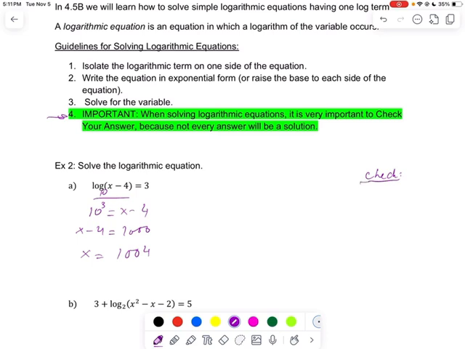Now we can check. Always check in the original equation, the given equation. So we have log of 1004 minus 4, and 1004 minus 4 is equal to 1000. Now we check if it is correct. It looks like it is correct, right? Because we have log of 1000 equals 3.